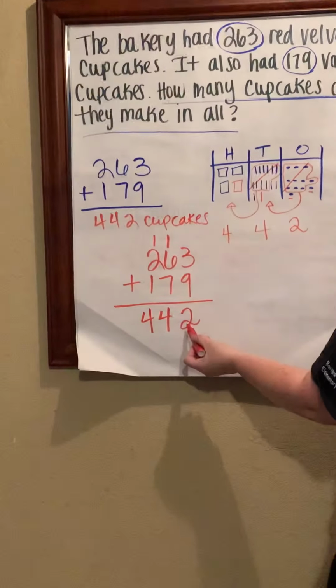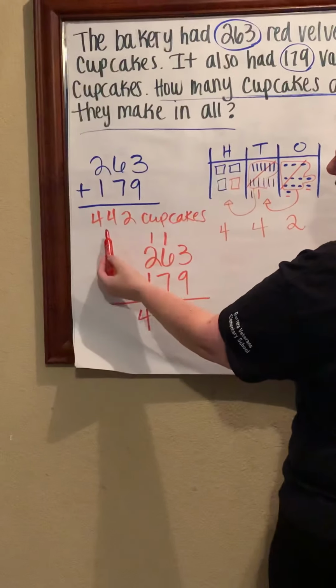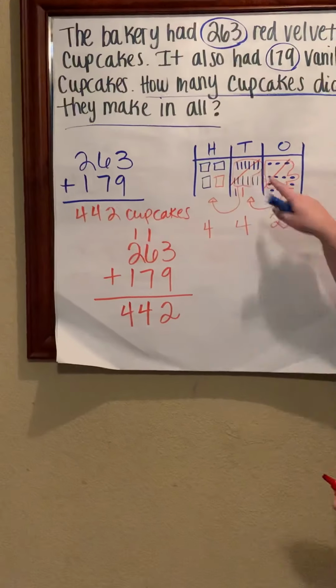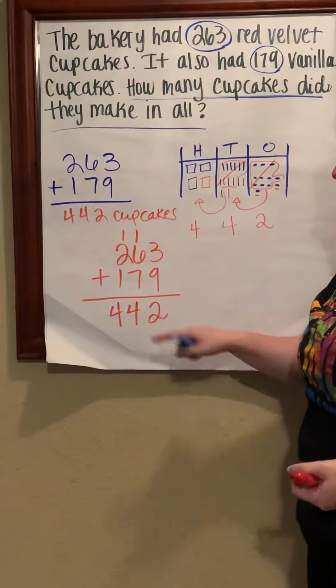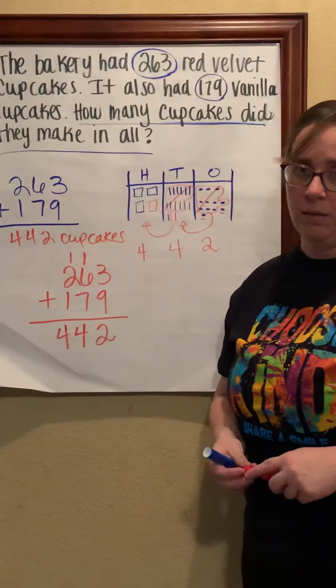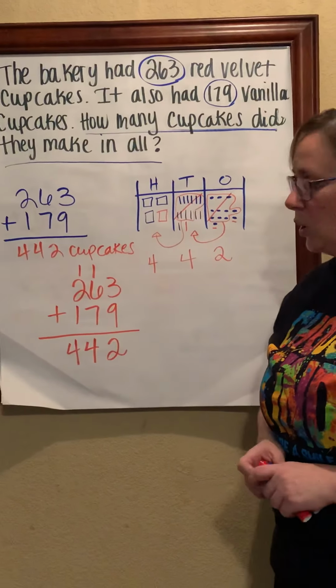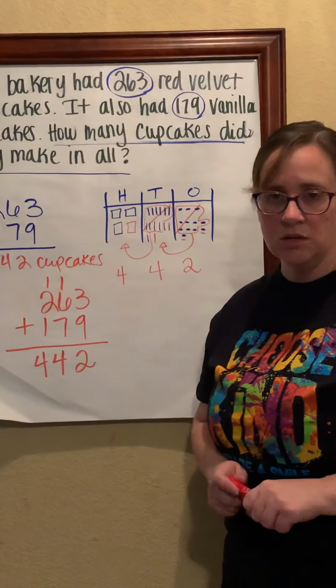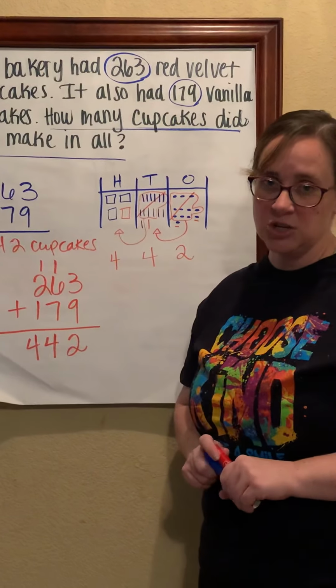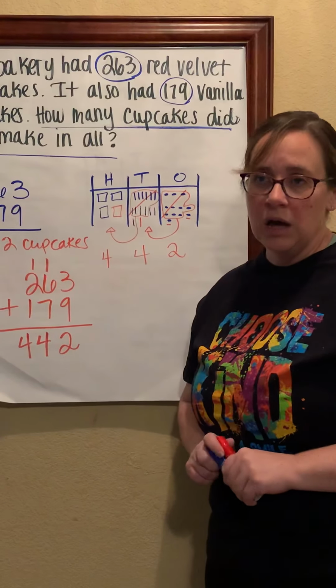And it's awesome because this answer right here equals this one. So I know that I did my place value chart correctly, and I did my, this is called the standard algorithm, correctly.